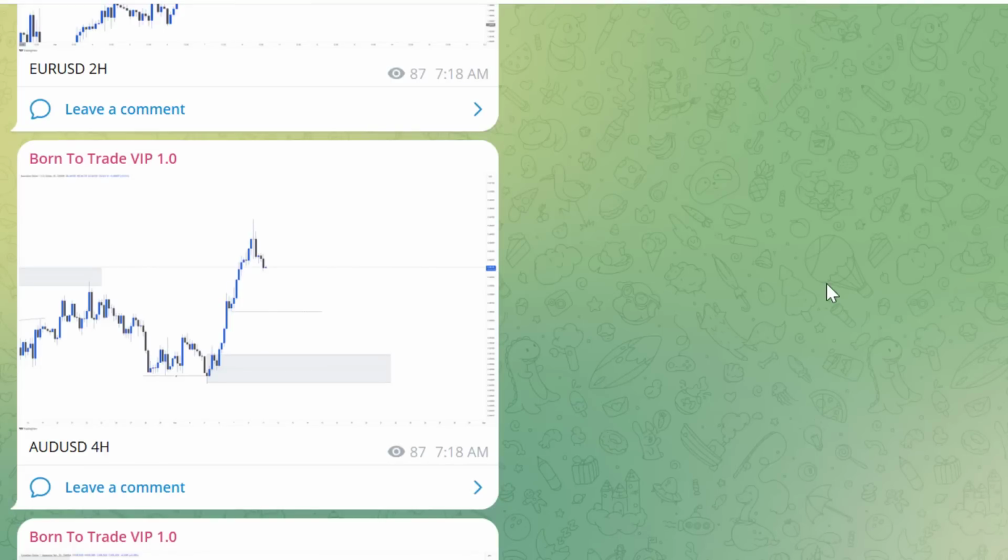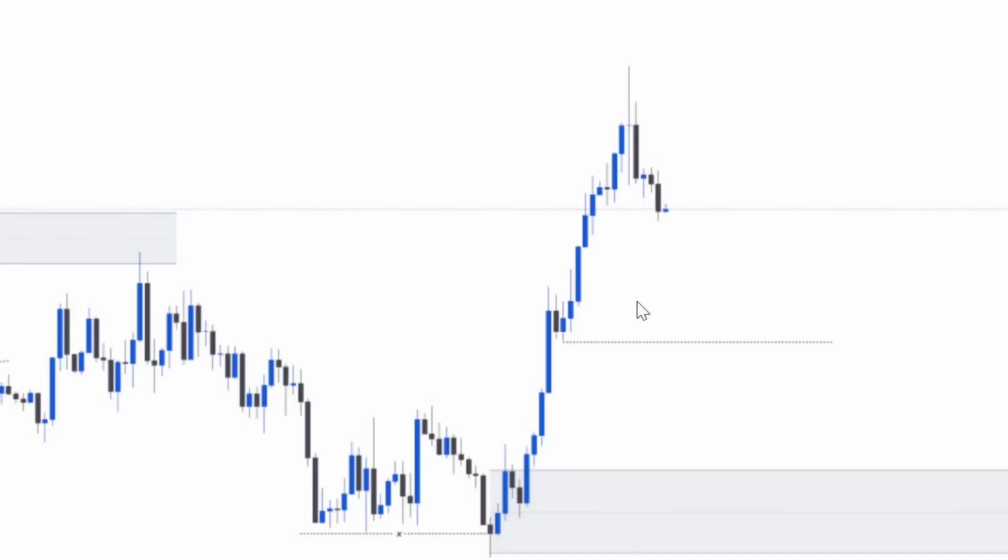This is the setup, and this is our VIP channel, and this is AUD USD on the 4 hours time frame, and this is what the setup looked like before it played out. If you look from the left, you're going to notice we had a zone right here, and we got a few reactions which made us money, and we got a few profits before price reversed, and we took advantage of the reversal to the upside. We got an entry right here and we made money, and this is what I'm going to explain so you know and learn how to do it yourself.